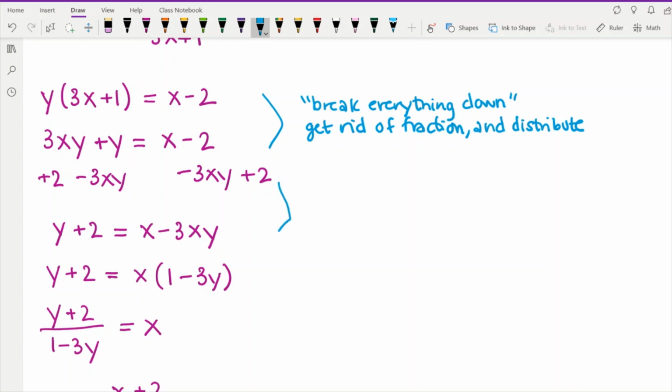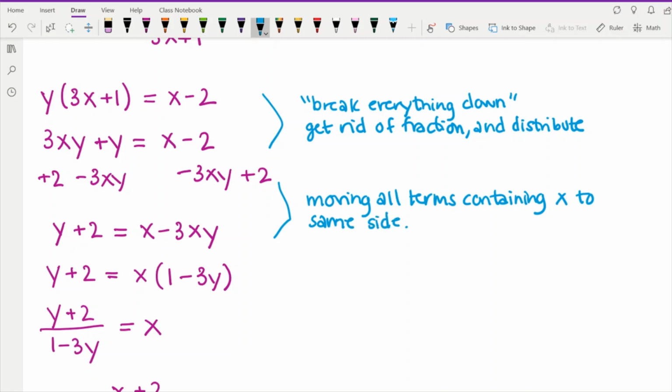And what's this next step? In this step, we're moving all terms containing x to the same side, and then all terms that don't contain x should all go to the other side.